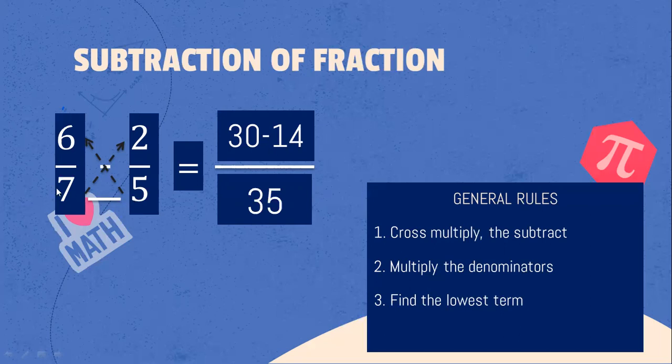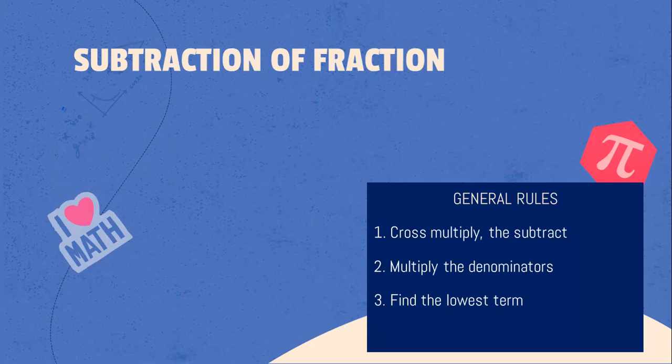Then multiply the denominators. 7 multiplied by 5 is 35. 30 minus 14 is 16. Then copy the denominator, 35. Our final answer is 16 over 35. Do we have lowest term for 16 over 35? We don't have, because 16 and 35 do not have common factors.